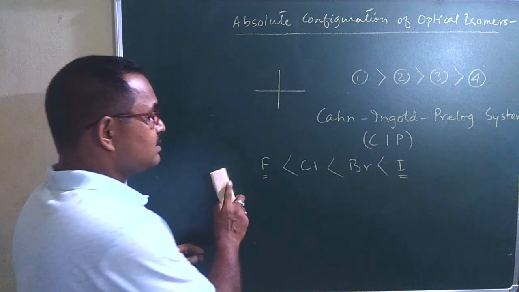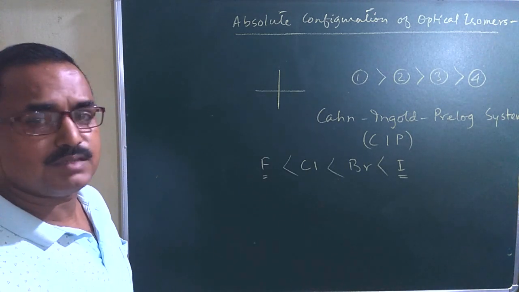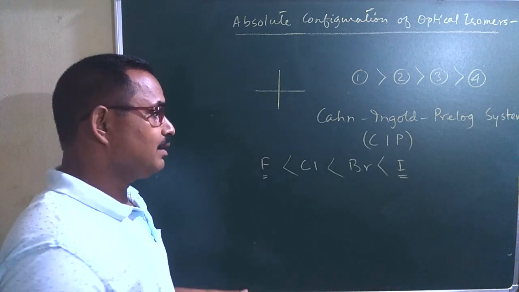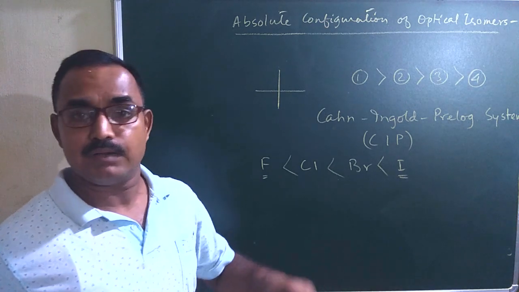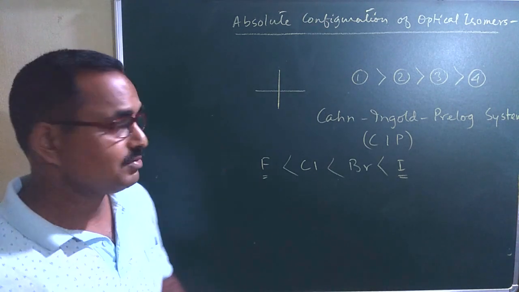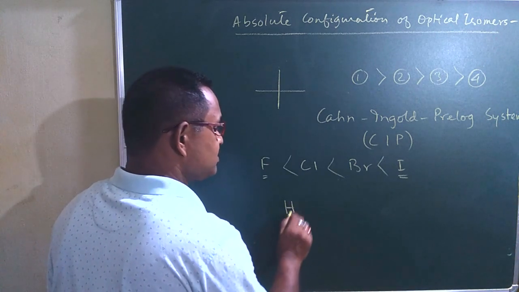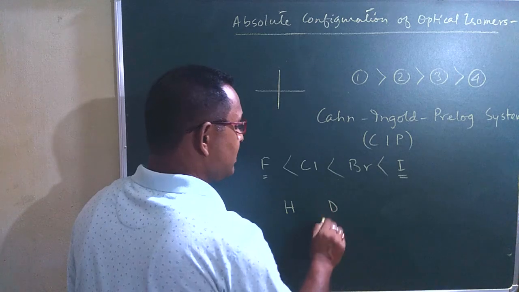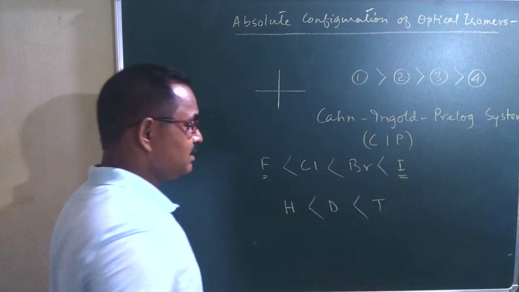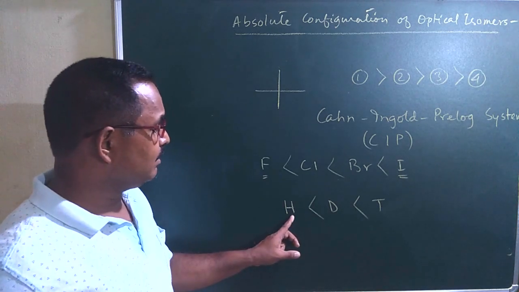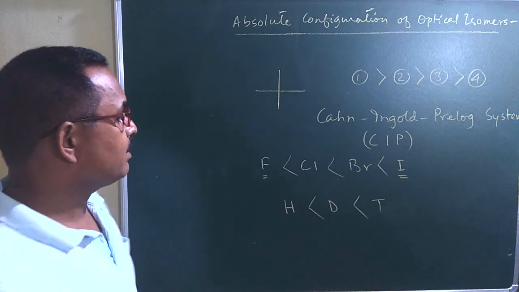Say for two atoms having the same atomic number, that is for isotopes. For isotopes, atomic numbers are same. In that case, priority will be assigned in terms of atomic mass. For example, say hydrogen, deuterium, tritium. Priority will increase like this. Compared to common hydrogen, deuterium will have higher priority.